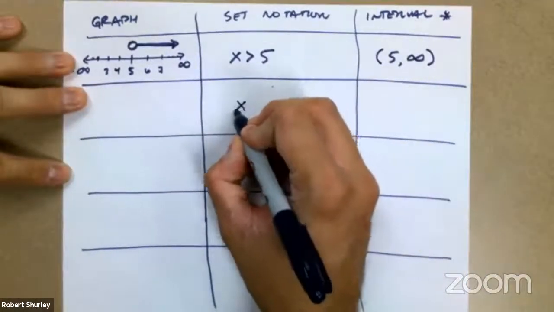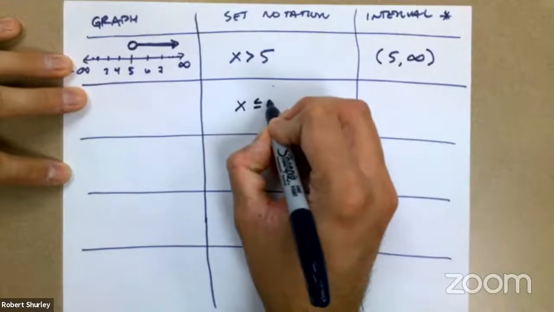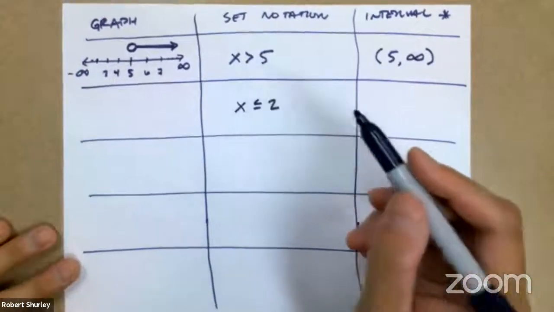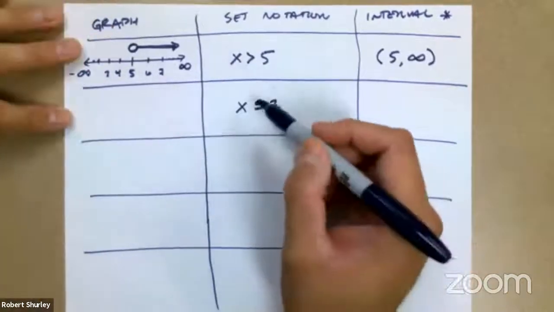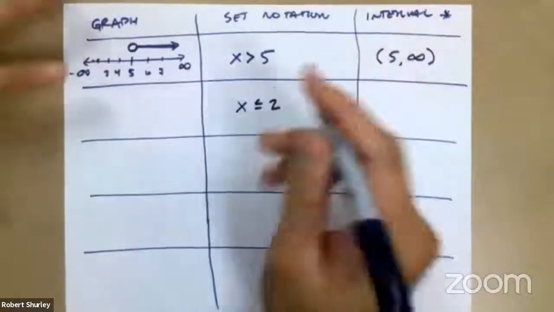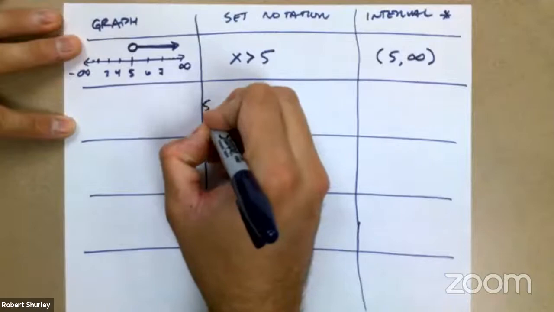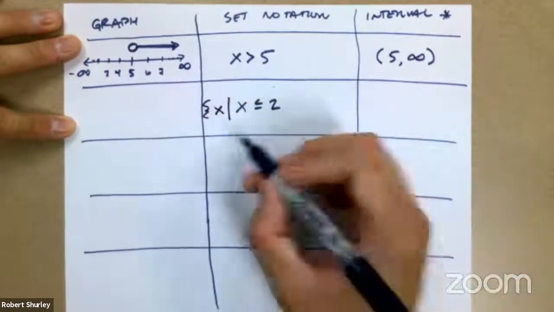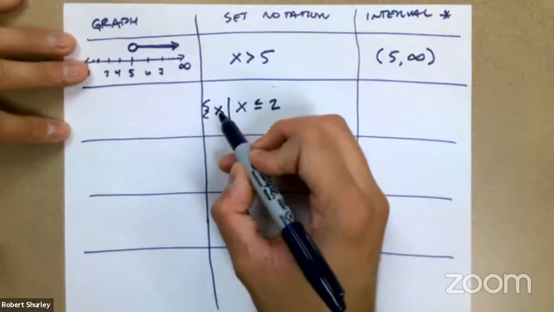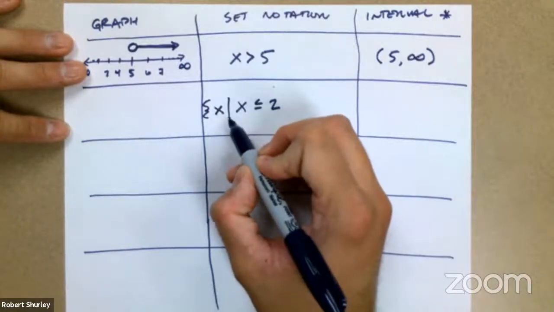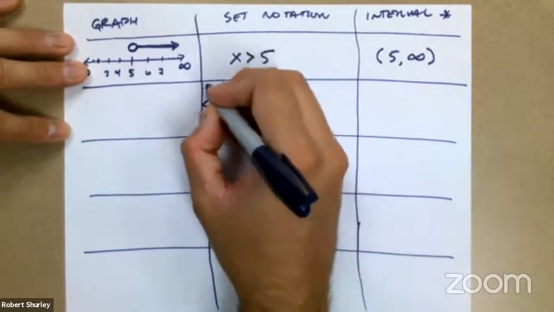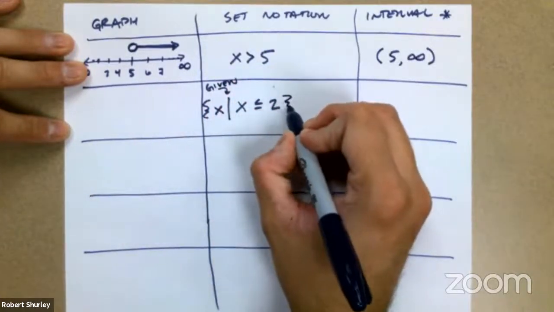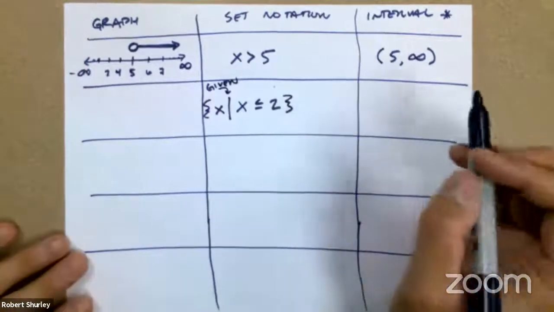Let's say x can be anything given it's less than or equal to 2. I really need to write the official set notation. Here's the official set notation. You use a squiggly bracket and you say x, and then you use this up and down line. This means x can be anything given, that means given, x is less than or equal to 2.